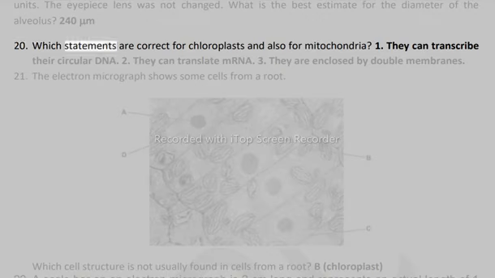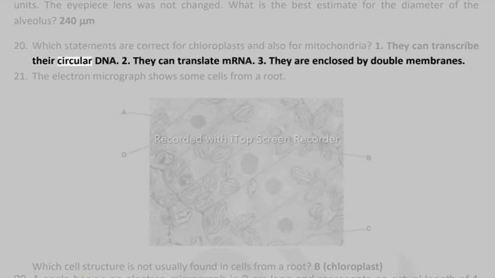20. Which statements are correct for chloroplasts and also for mitochondria? 1. They can transcribe their circular DNA. 2. They can translate mRNA. 3. They are enclosed by double membranes.